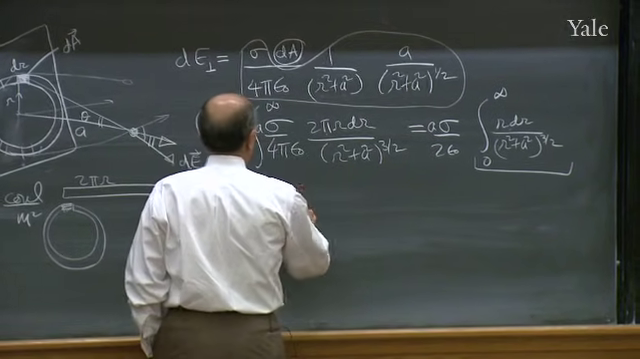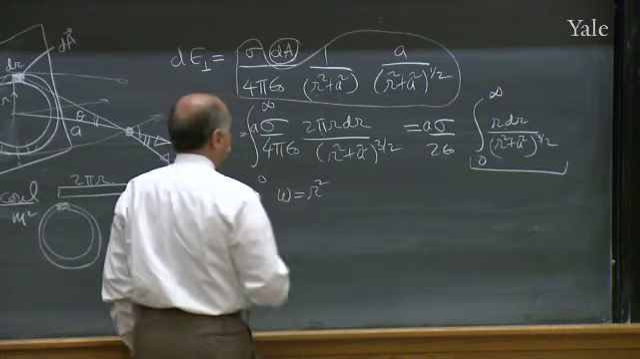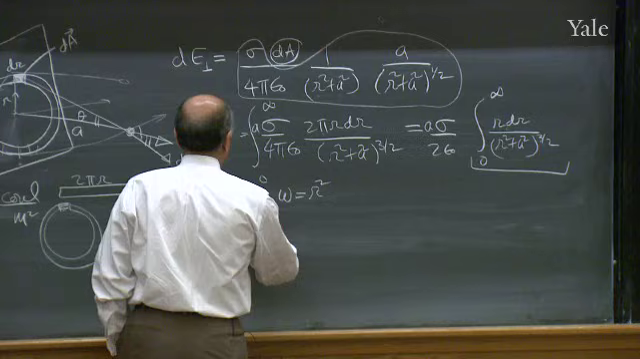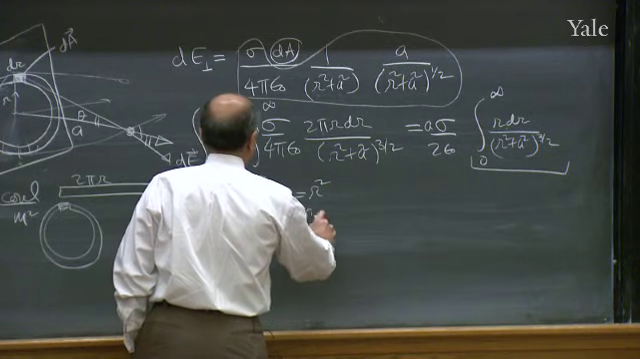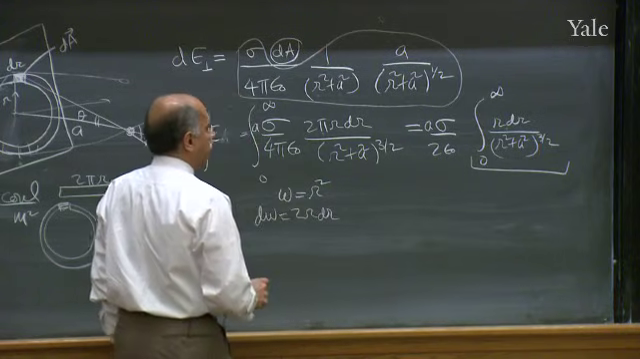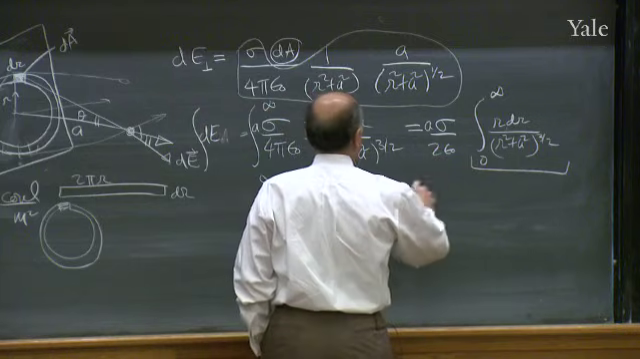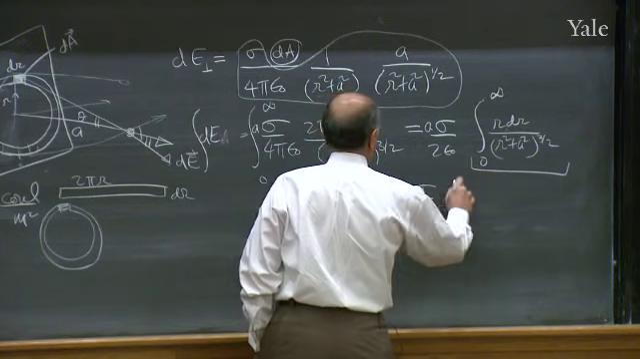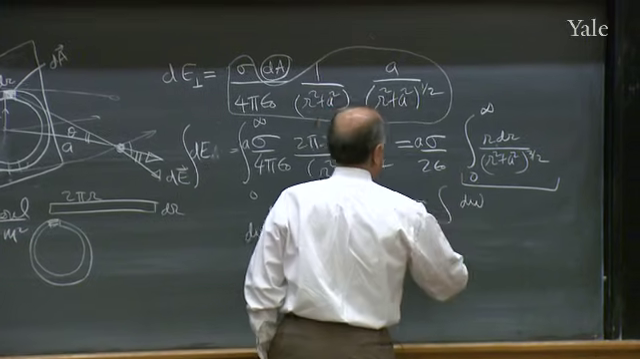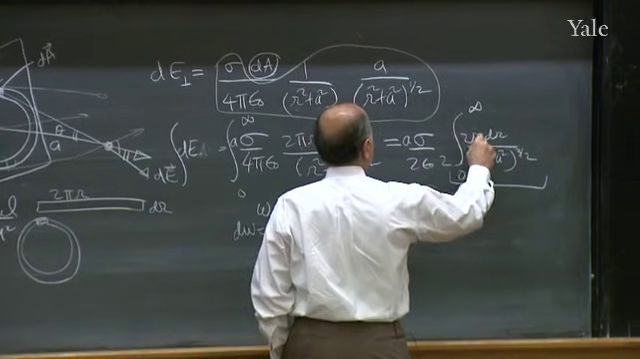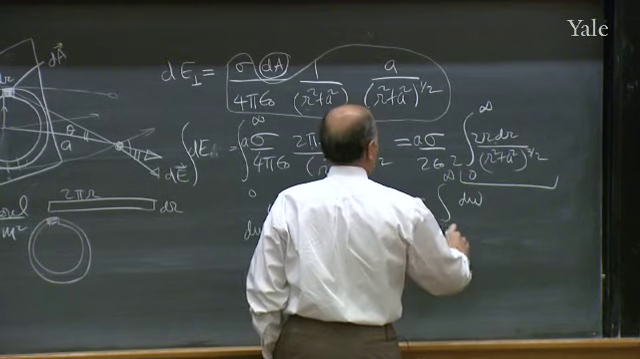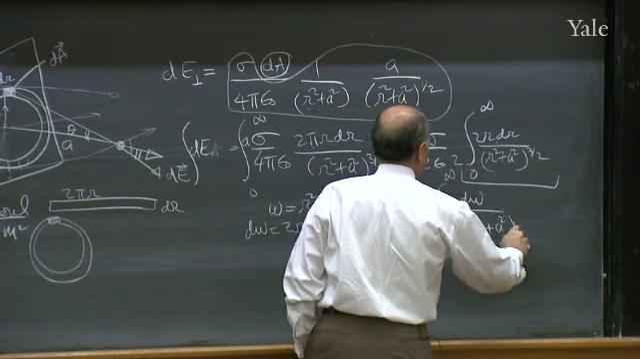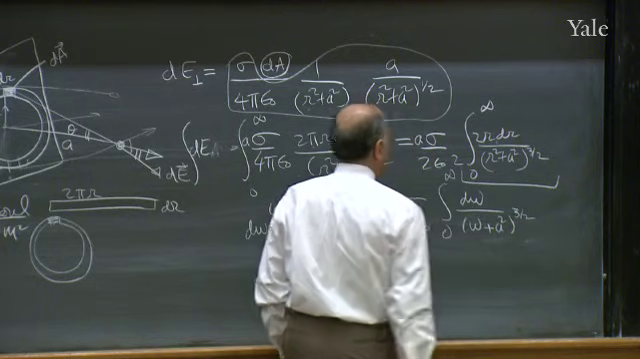I will say let w equal to r squared. Then dw is equal to 2r dr. So if I come here, I can write it as a sigma over 4 epsilon 0. I borrow a 2 top and bottom to make it dw. W also goes from 0 to infinity, but now I get w plus a squared to the 3 over 2.